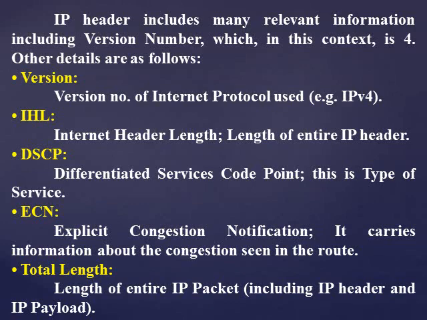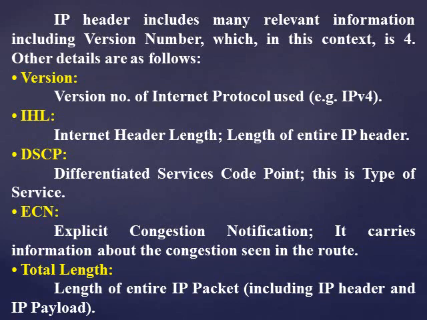So now let us start with the first field, called version. It is the version number of the internet protocol used, for example IPv4. The next field is IHL, that is internet header length, which is the length of the entire IP header. Next is DSCP, that is differentiated services code point. This is the type of service which will be provided by the IPv4 protocol to the clients. ECN, that is explicit congestion notification. With the help of this field, IPv4 detects congestion at any node in the route, so it carries information about the conditions seen in the route.